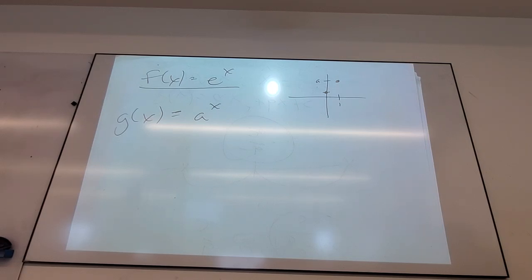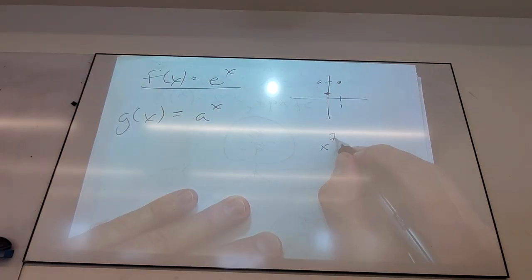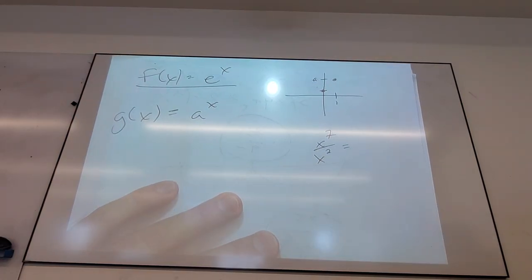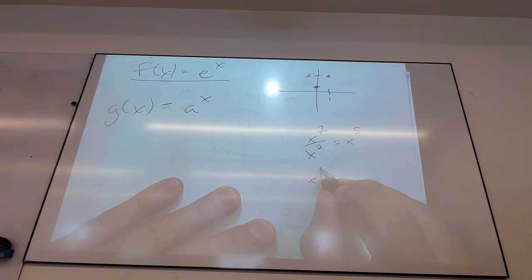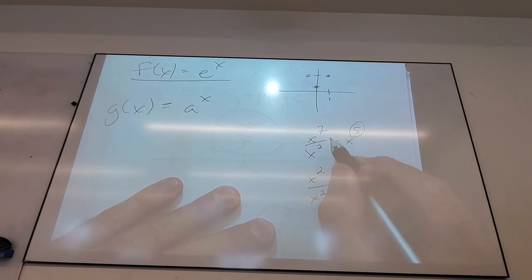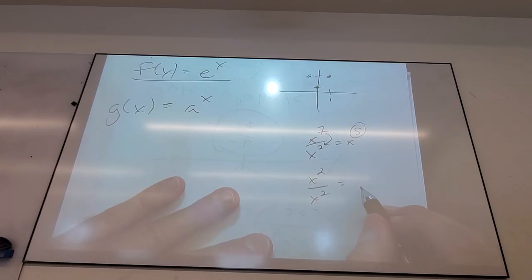How many of you guys are not aware or forgot or would like to see why anything to the 0 power is 1? Would anyone like a refresher? Yes? Okay. What's x to the 7th divided by x squared? x to the 5th, right? How'd you get 5, by the way? What's the shortcut? 7 minus 2. So if you do that same exact thing, what do you get here?